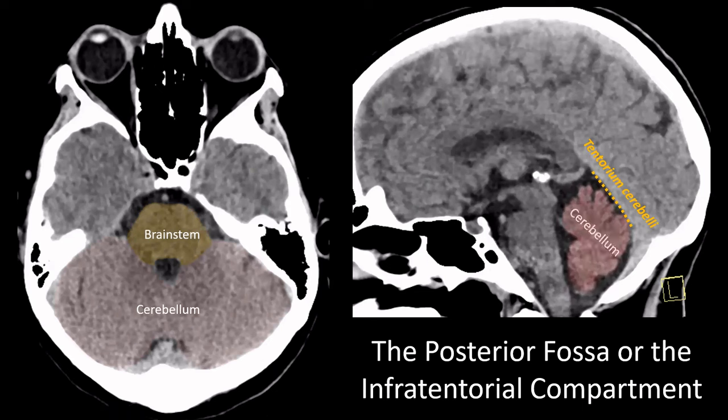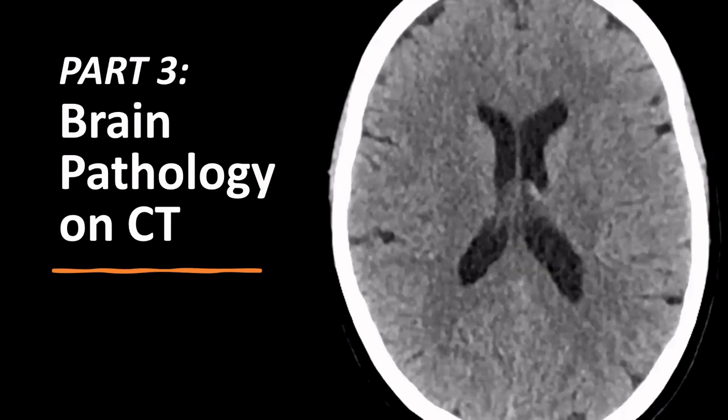Posteriorly, we have the cerebellum. And then when it comes to the brainstem, we can recognize the superior midbrain. Then we have the pons, and finally the medulla oblongata connecting the brainstem with the cervical spinal cord. Now that we know the basics of CT and CT interpretation, as well as standard brain anatomy, we are ready to dive into brain pathology on CT.